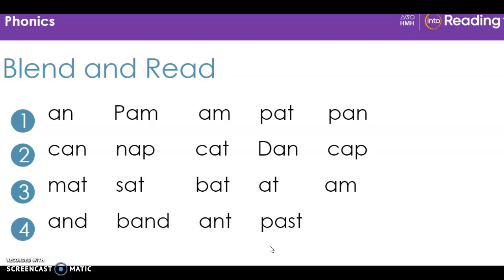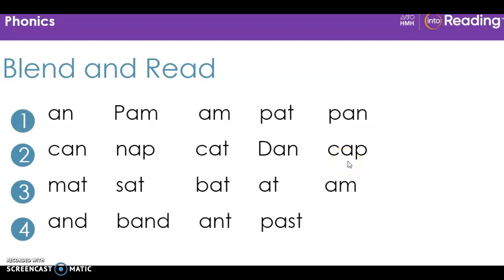Now we're going to read each line one at a time and then we will talk about the words. Are you ready? Let's read line 1. Ready? An, Pam, am, pat, pan. What do you notice about all of those words? Yes, they all have a short A in them. Okay, look at line 2. Let's read line 2. Are you ready? Okay, read. Can, nap, cat, Dan, cap.